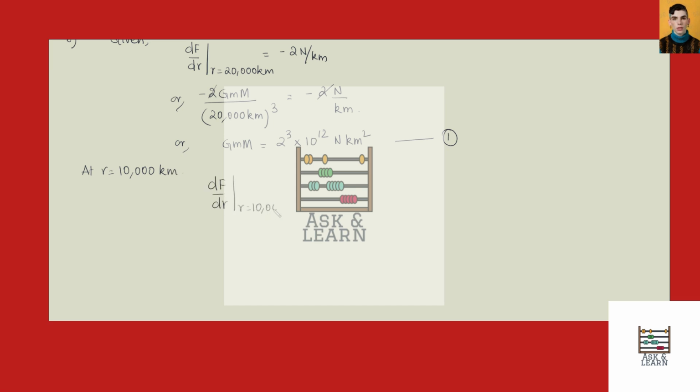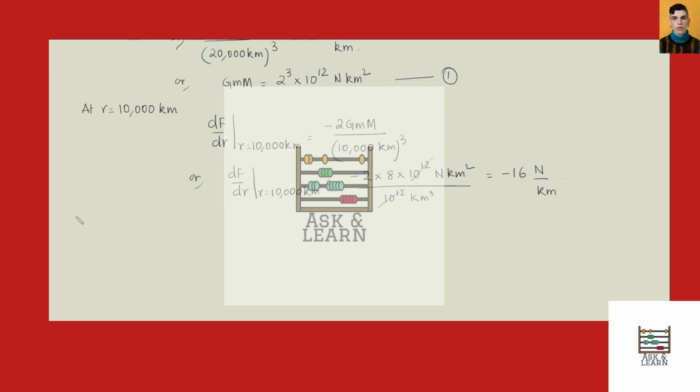At r equal to 10,000 kilometers, we put in the same expression for dF by dr, we put r equal to 10,000, and now we have the value of G m M. So putting the value of G m M from equation 1, we get dF by dr when r is equal to 10,000 kilometers to be equal to minus 16 newton per kilometer. Thus, the force decreases at a rate of 16 newtons per kilometer when r is 10,000 kilometers.